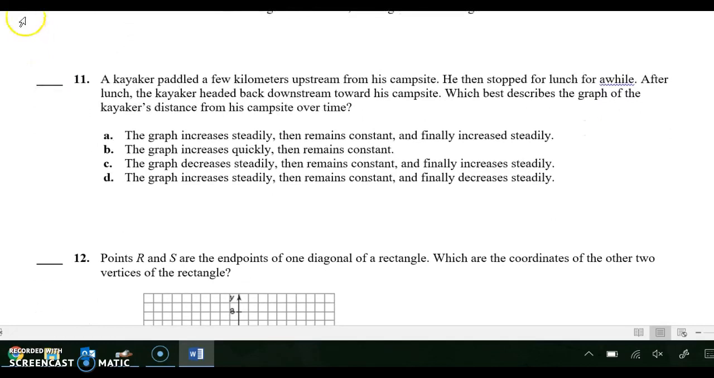Number 11. A kayaker paddled a few kilometers upstream from his campsite. He then stopped for lunch for a while. After lunch, the kayaker headed downstream toward his campsite. Which best describes the graph of the kayaker's distance from his campsite over time? A. The graph increased steadily, then remains constant, and finally increased steadily. B. The graph increases quickly, then remains constant. C. The graph decreases steadily, then remains constant, and finally increases steadily. D. The graph increases steadily, then remains constant, and finally decreases steadily.